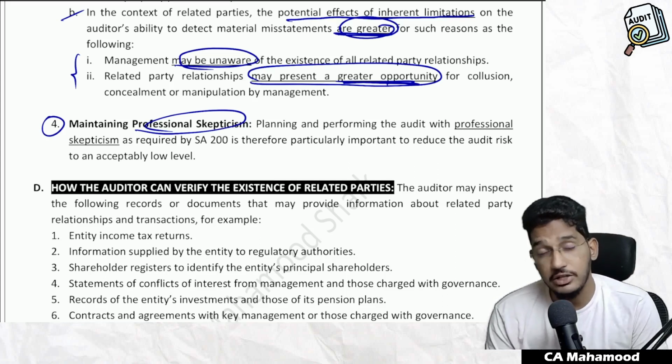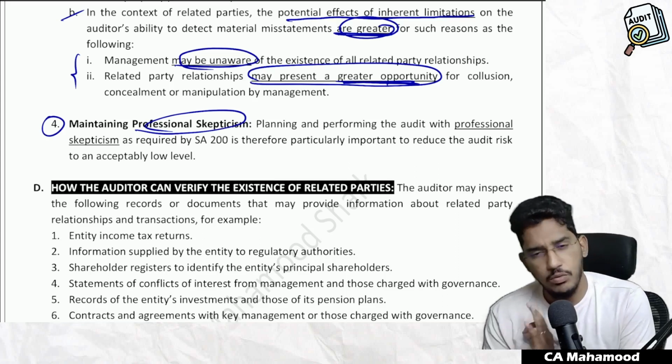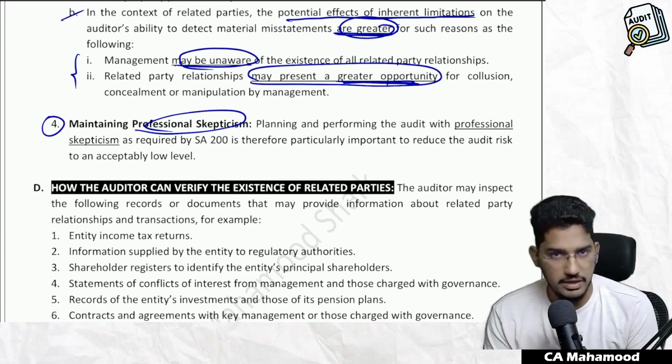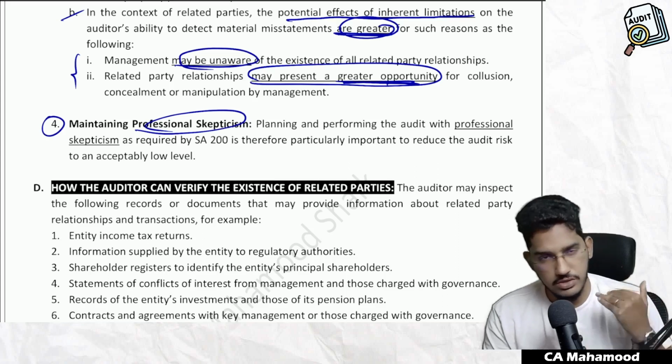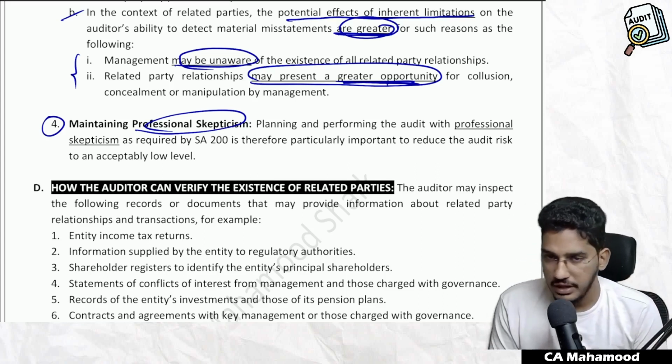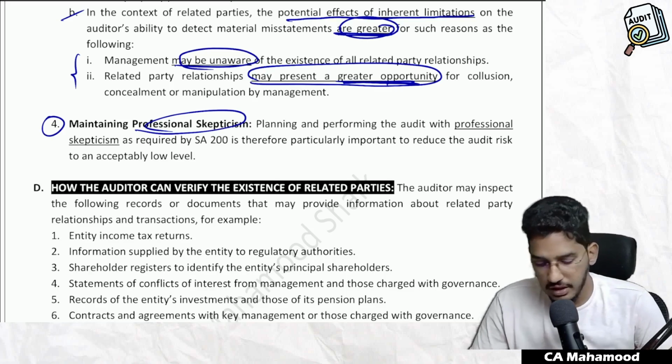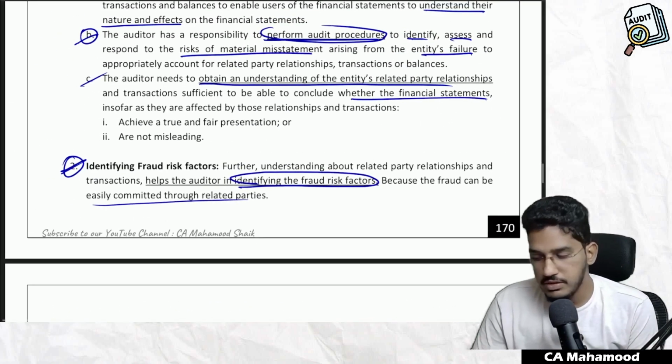You should maintain an attitude of questioning mind. That is even more important in the case of related party transactions. So by maintaining professional skepticism, you can reduce your risk to a certain level. Understood everybody? Clear and comfortable? So this is the summary of this paragraph.